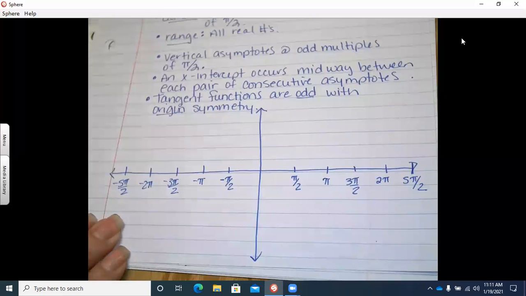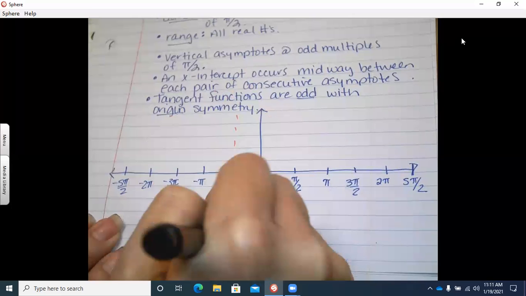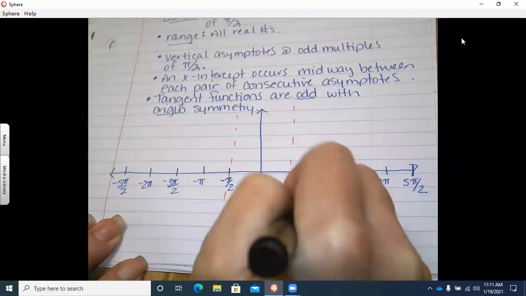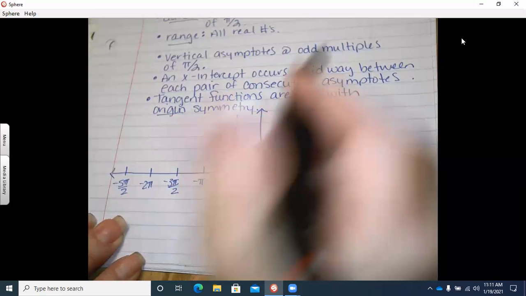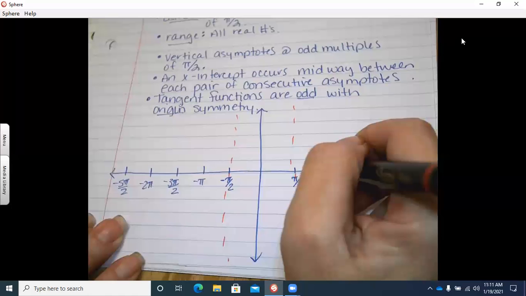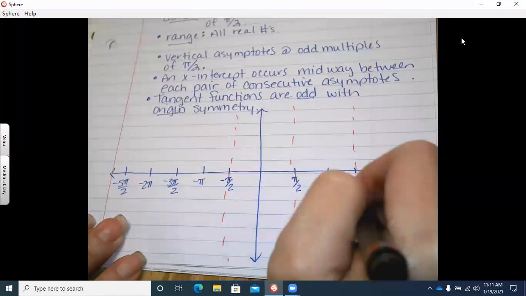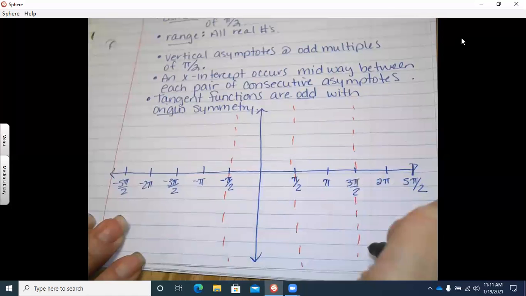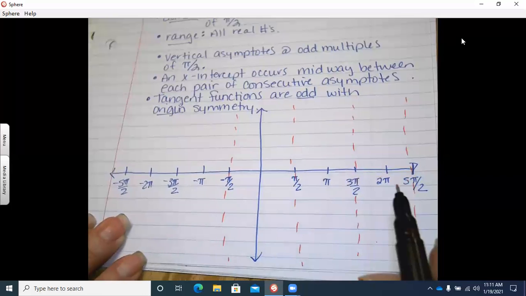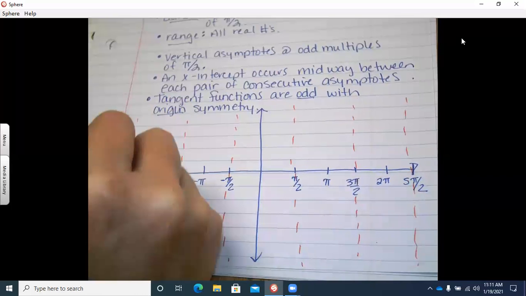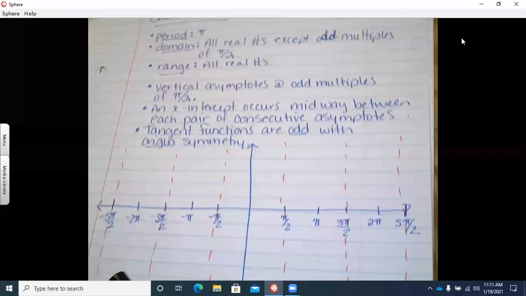We know there's an asymptote at negative pi halves and at pi halves. Vertical asymptotes are at odd multiples, so basically every other one. Am I going to put an asymptote at pi? No. At 3/2 pi? Yes. At 2 pi? No. How about 5/2 pi? Yes. Same thing on the other side: an asymptote at negative 3/2 pi and at negative 5/2 pi. And of course that can go on and on, to positive infinity and negative infinity on the x-axis.